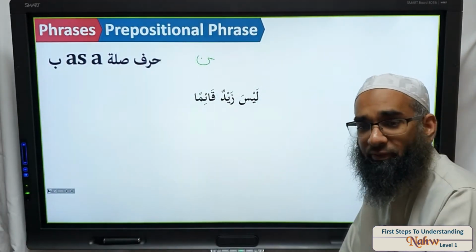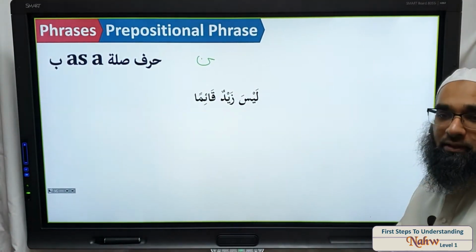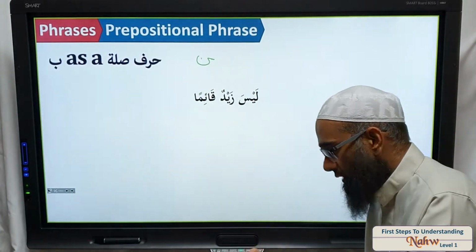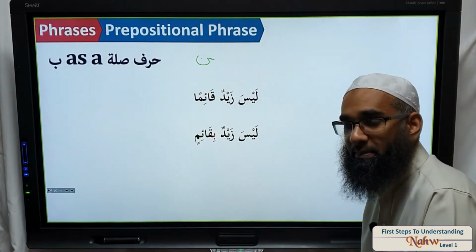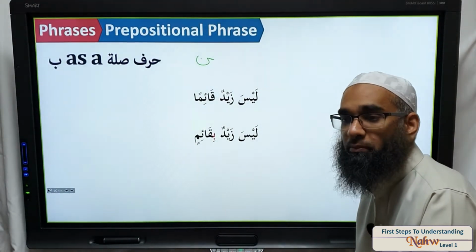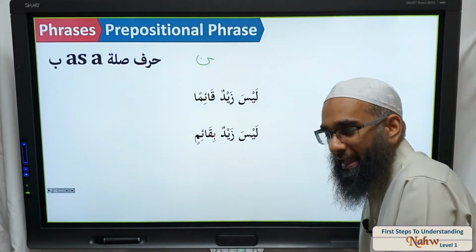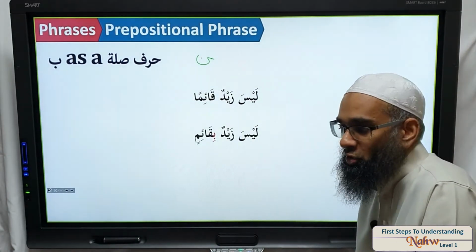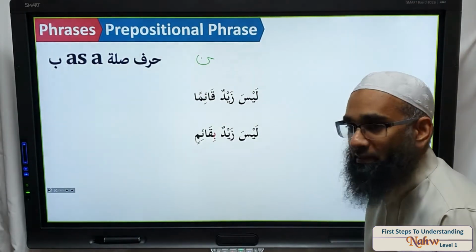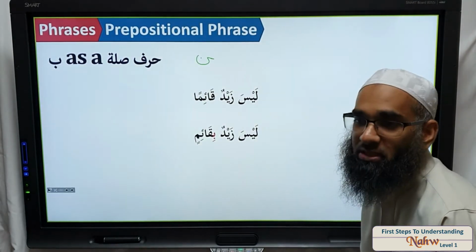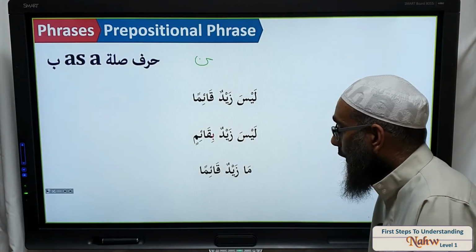For example, here, what do we have? Laysa Zaydun qa'iman. Now to create emphasis, all we have to do is add a ba harfun jar to the khabar. And it becomes Laysa Zaydun biqa'imin. And now this is more emphatic. Is it reflected in translation? Not necessarily. But it does have more emphasis. By having the harfun jar ba, it creates more emphasis. Laysa Zaydun biqa'imin.